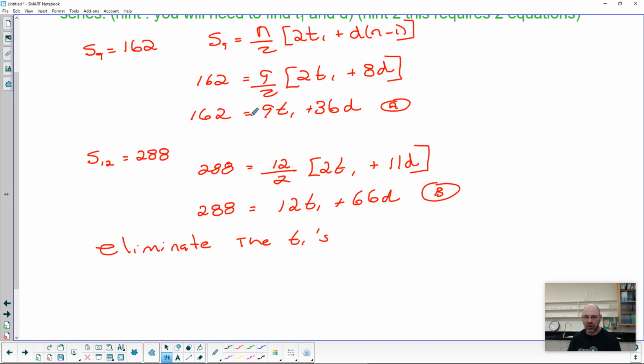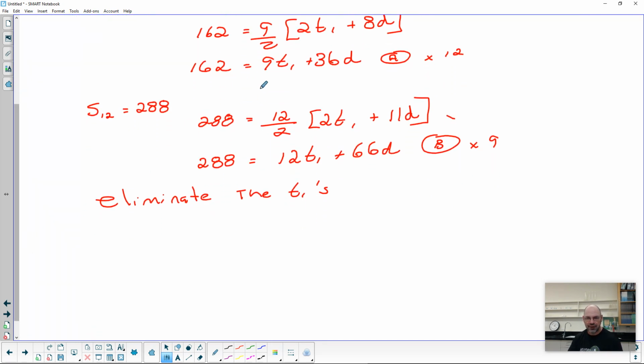T1s. Okay, the easiest way to do that is just multiply by the opposites of each of those. So I'm going to multiply this one by 12, because there's a 12 in front of the T1 there, and I'm going to multiply this one by 9, and that's going to give me the same value. So let's go ahead and do that underneath. So let's multiply this top one by 12. I might need the calculator for this one. A little bit rusty on doing it in the head.